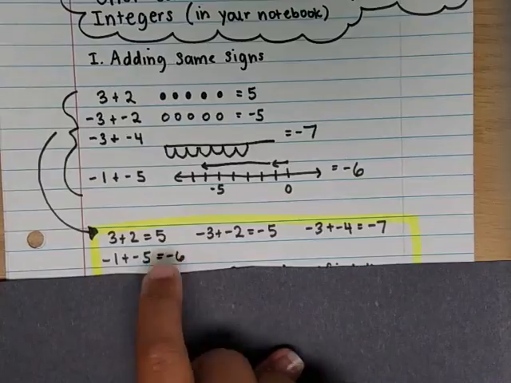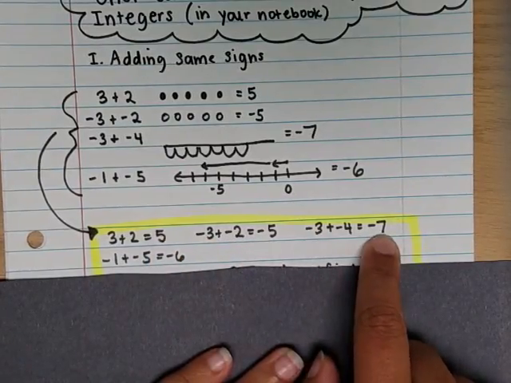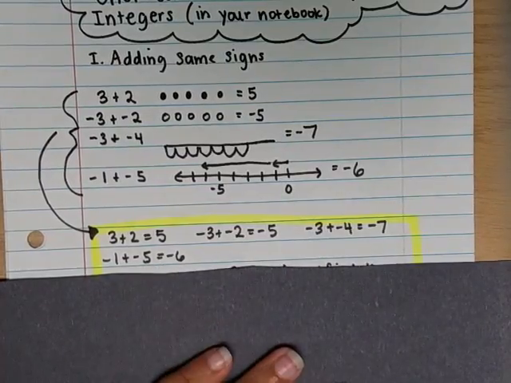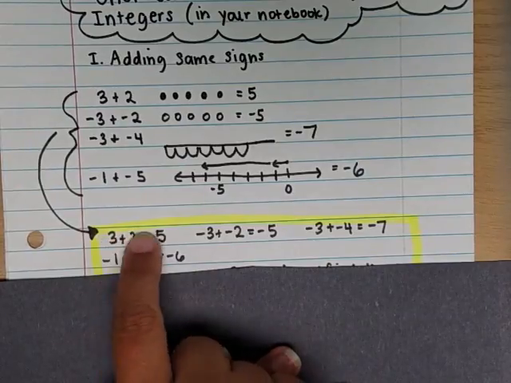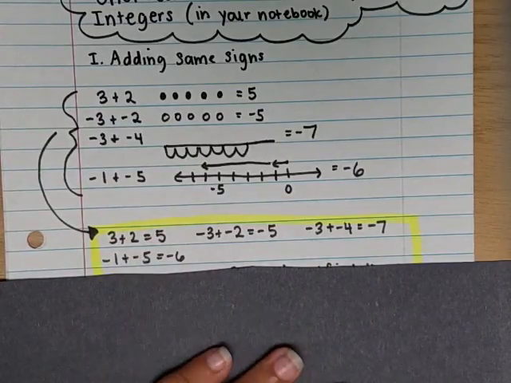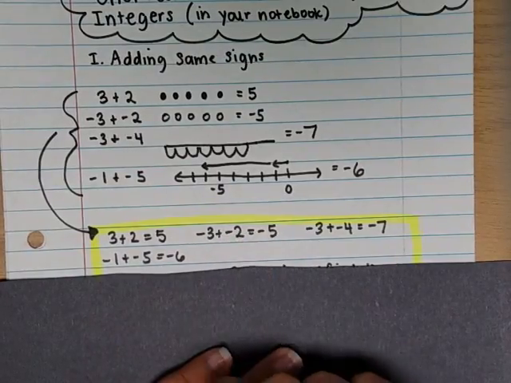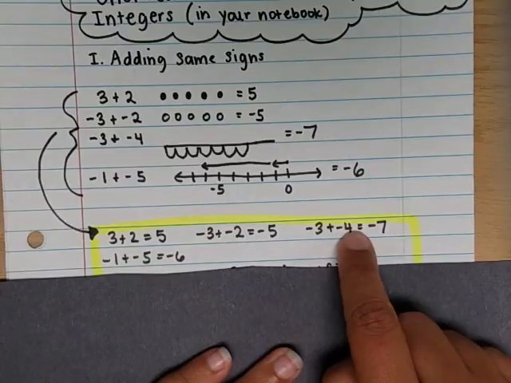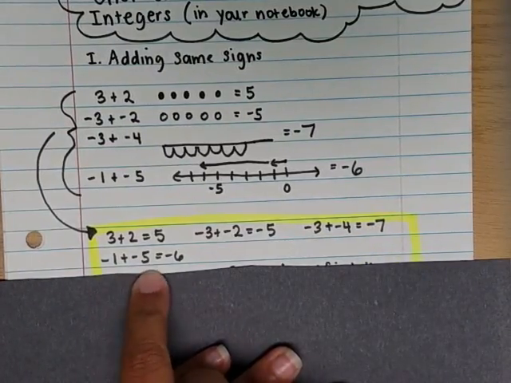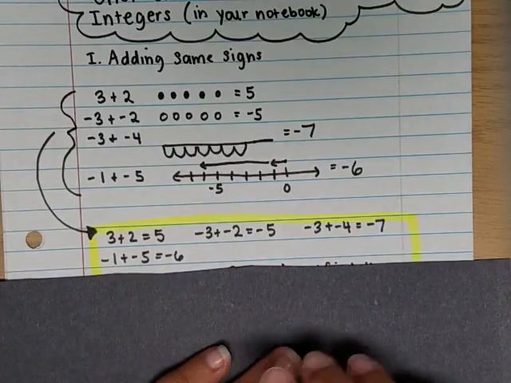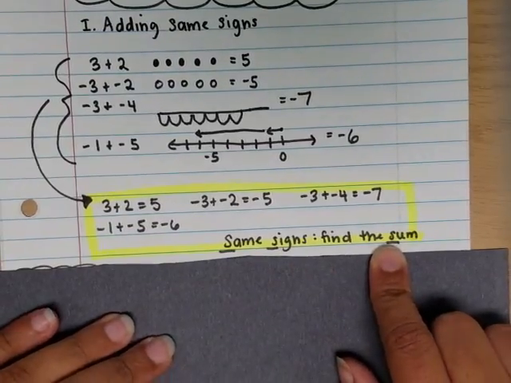So 3 and 2 make 5, negative 3 and negative 2 make negative 5, negative 3 plus negative 4 makes negative 7, and negative 1 plus negative 5 equals negative 6. So if you notice, you pretty much just take the two numbers, you add them together, and you keep the sign of what they both were. So 3 and 2 make 5, they're both negative, so negative 5. Negative 3 and negative 4 add to be 7, keep the sign, negative 7. Negative 1 and negative 5 make negative 6, so you keep the sign, negative 6. So quick shortcut would be same signs, find the sum, and then whatever the sign is, you keep that.